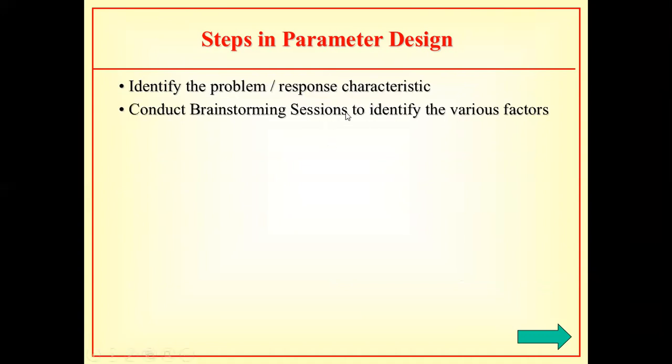Second step, and between the first and second step, I would like to say that comes the critical review of literature in the machining area, in the surface roughness area. Once you understand this, then you conduct a brainstorming session. You call the experts or your professors, your colleagues who are well known about this area. Ask them, conduct the brainstorming session and find out what the various factors are. Make a list of the factors.